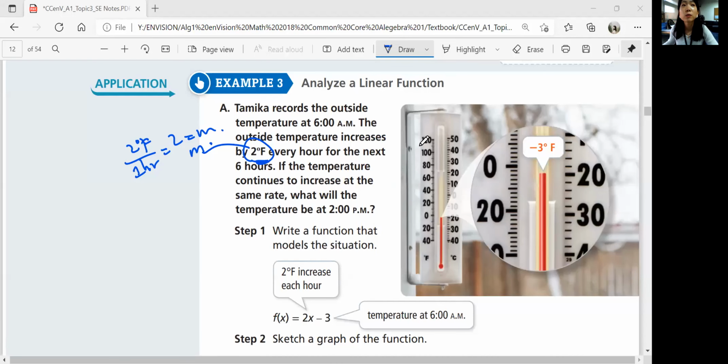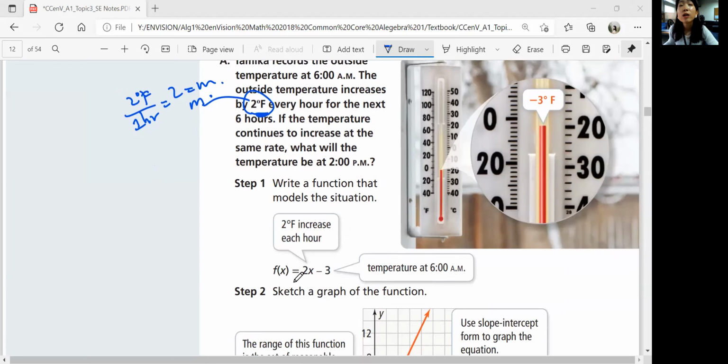And your y-intercept is where you're starting from, right? When your x is 0, that means when your time is at the starting point, what is your temperature? It started right here at -3. So that is your y-intercept. Your slope is 2, y-intercept is -3. So your function should be f of x is equal to 2x minus 3.